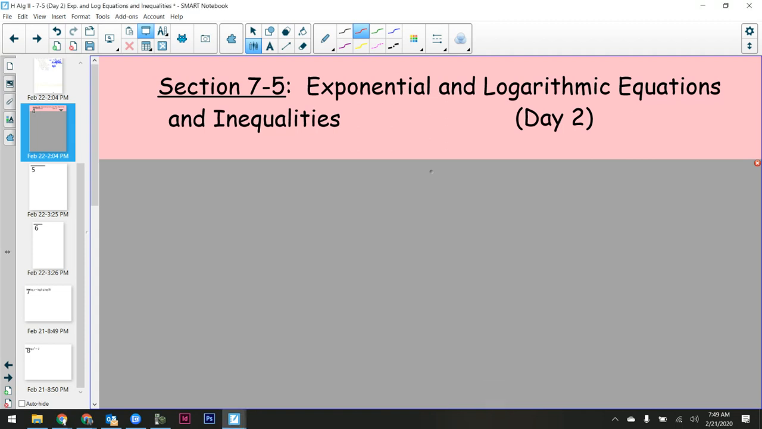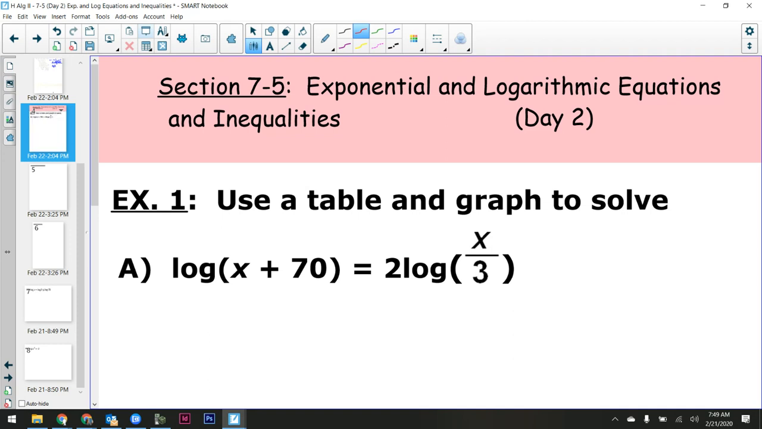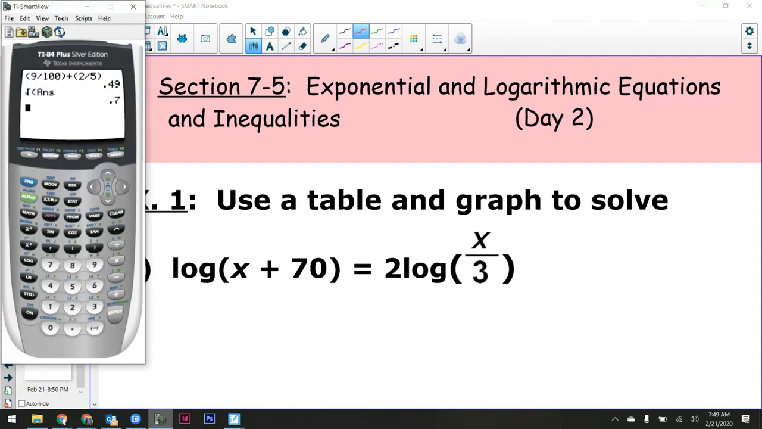So, let's take a look. Use a table and graph to solve. Now, could I have solved this algebraically? Probably somehow. Yeah, I'd say there's a way to solve this algebraically, but I'm going to teach you a different way. Let's use our calculators to solve that. And when it says use a table and graph to solve, I'm saying use your graphing calculator. So here's what we're going to do.